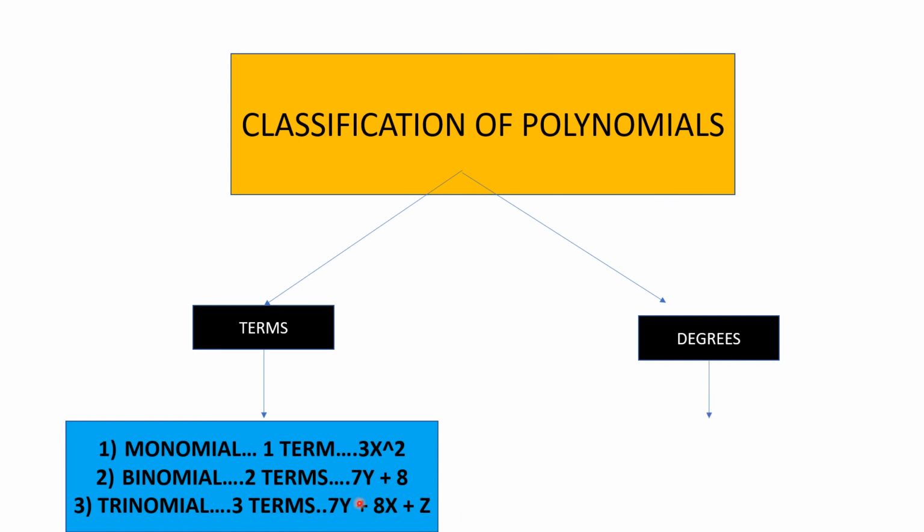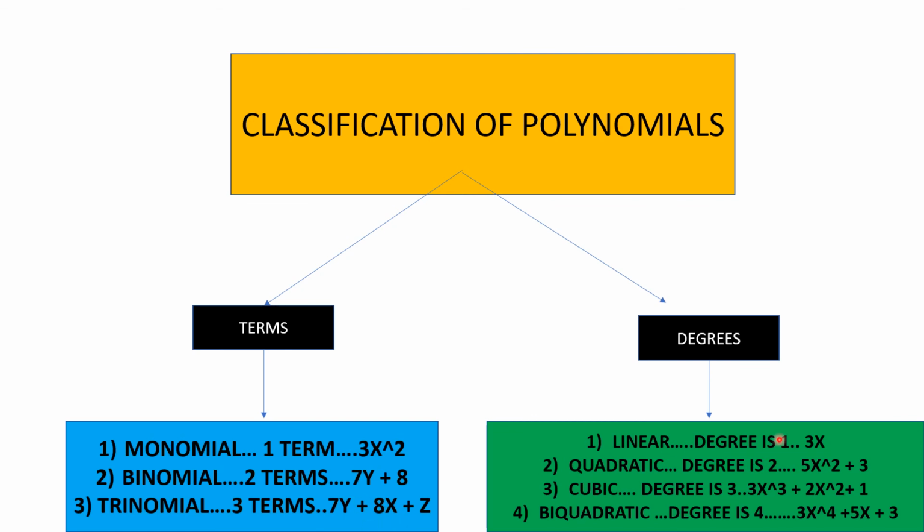Now based on the degrees, it is classified as linear where the degree is 1. Here we are not seeing the number of terms, we are seeing the highest degree. So highest degree is 1, so it is called a linear polynomial. Second one is quadratic. Here the highest degree is 2, so it is quadratic. Third one, the highest degree is 3, so it is cubic. Fourth one, biquadratic, the highest degree is 4. So only the highest degree we have to see. Even if the degree is 4, it is not necessary to have 4 terms. Any highest degree can have any number of terms.